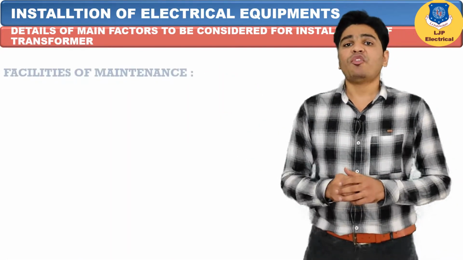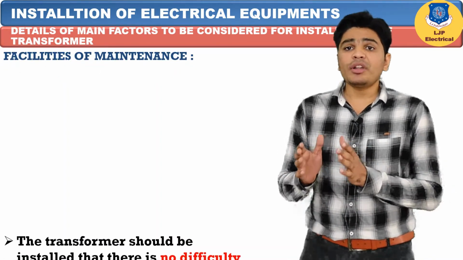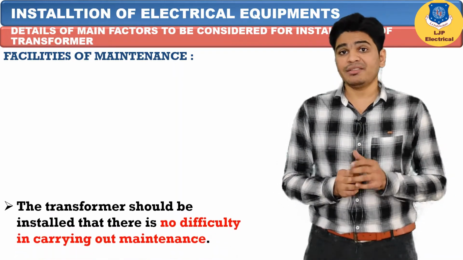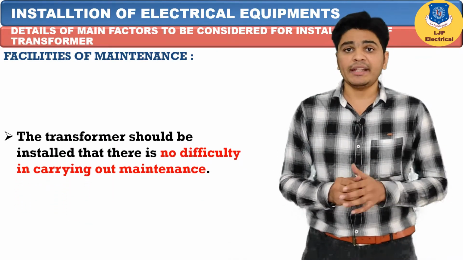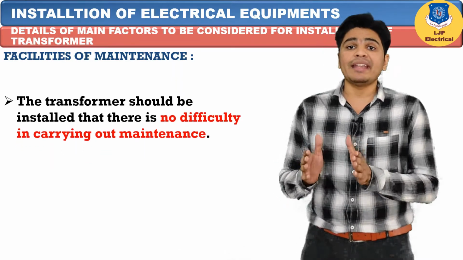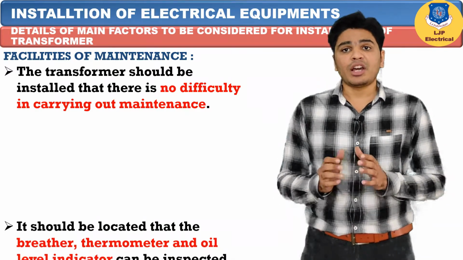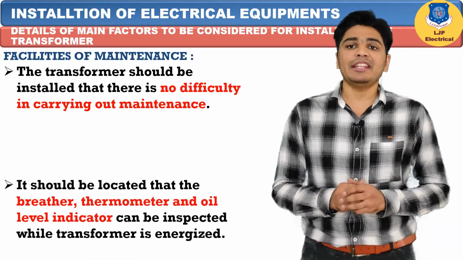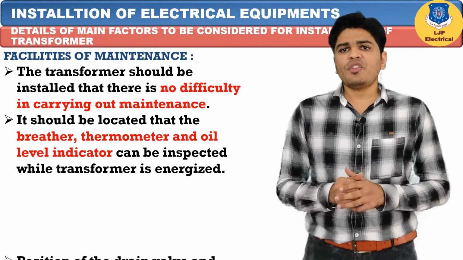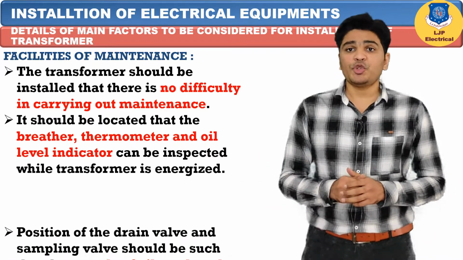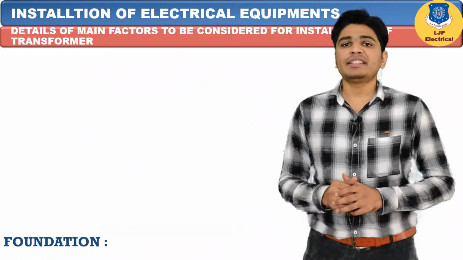Now another factor is facility of maintenance. Transformer should be installed so that there is no difficulty in carrying out maintenance. It is our main priority. A lifting beam should be provided above the transformer so that the transformer can be opened and core and winding can be lifted. It should be located so that the breather, thermometer and oil level indicator can be inspected while the transformer is energized. Position of the drain valve and sampling valve should be such that a sample of oil can be taken without difficulty.